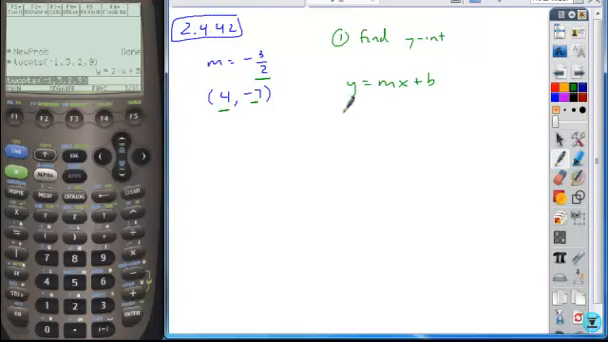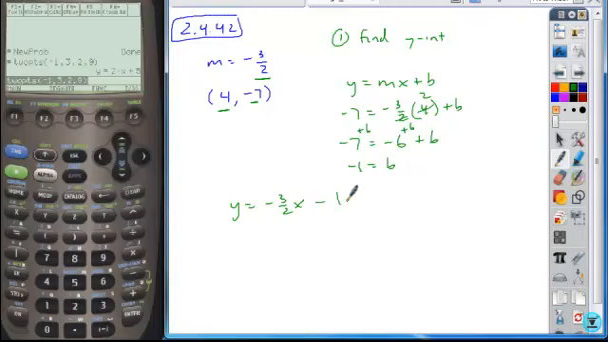x value. So our y is -7, our slope is -3/2, our x is 4, and we're going to solve for our b value. So 2 goes into 4 twice, that leaves a -6 plus b, add 6 to both sides. We get our y-intercept to be a -1. Okay, so when we look at this, we can rewrite our equation. Y equals -3/2 x plus our y-intercept, which is -1.